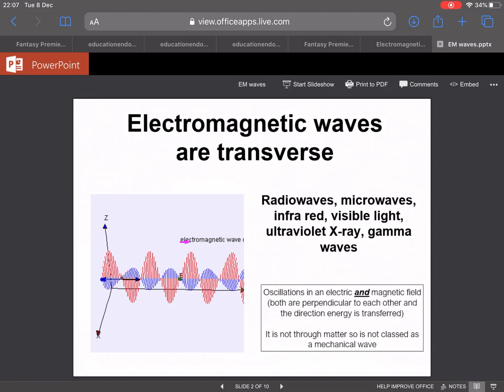If we go back, this PowerPoint here kind of indicates that it's not going through matter, so it's not classed as a mechanical wave, but the oscillations are perpendicular to each other and the direction the energy goes. So it is a transverse wave, but it's not through anything. It's just this magnetic field around us.